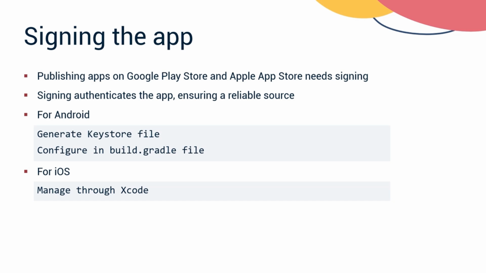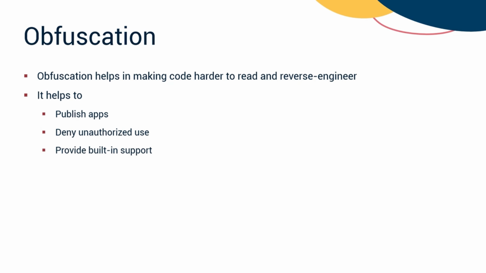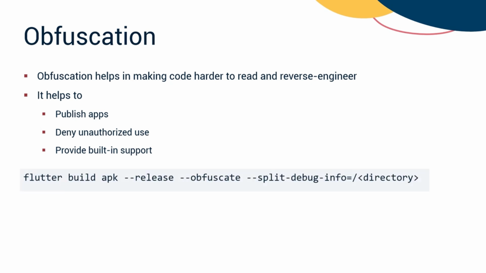After setting up the signing process, you need to perform obfuscation. Let's discuss what that is. Obfuscation is a technique used to make the code more difficult to read and reverse engineer. This is extremely crucial when publishing apps, as it adds a layer of protection against unauthorized use or copying of the code. Flutter provides built-in support for code obfuscation during the build process. For Android, you can enable obfuscation using the obfuscate command shown here, whereas for iOS, you need to set up specific flags in Xcode.